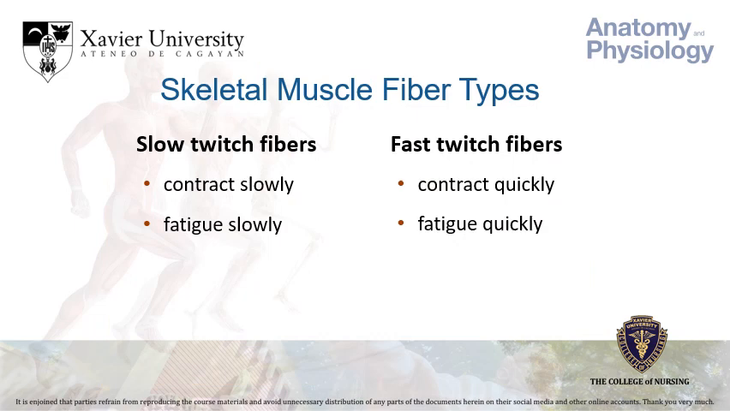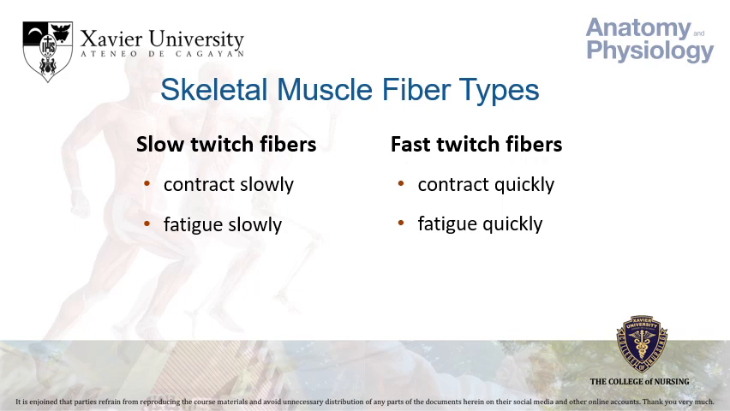We are going to compare the muscle fiber types. You have your slow twitch fibers and the fast twitch fibers. Slow twitch fibers contract slowly and fatigue slowly, have a considerable amount of myoglobin, and use aerobic respiration. The color of the muscle fiber is darker and it is used by long distance runners.